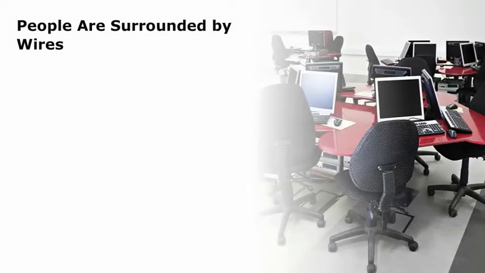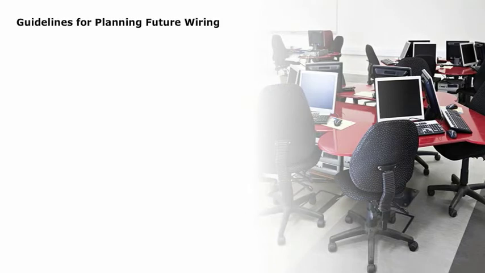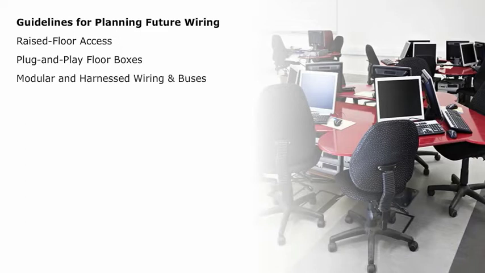People are surrounded by wires. Even wireless equipment spends its off-duty time attached to a charger. The following are some guidelines for planning future wiring needs. Raised floor access to cabling and power distribution should be considered. Plug-and-play floor boxes for power, data, voice communications, and fiber optics should be incorporated into the plan. Modular and harnessed wiring and buses should be used to control cables. Conferencing hubs for flexibility in daily use and for reorganization should be included as needed.